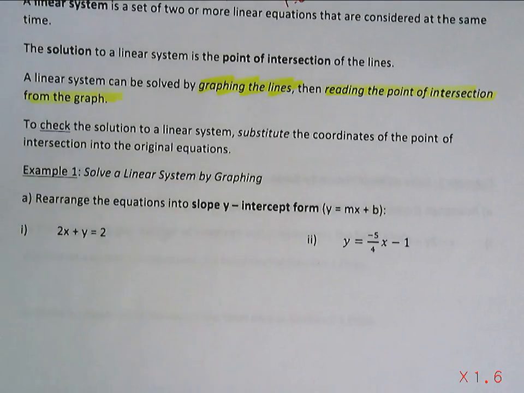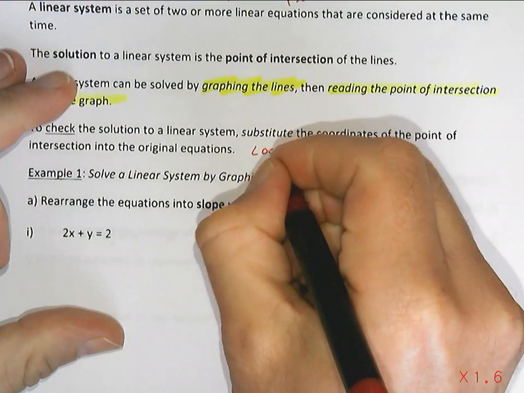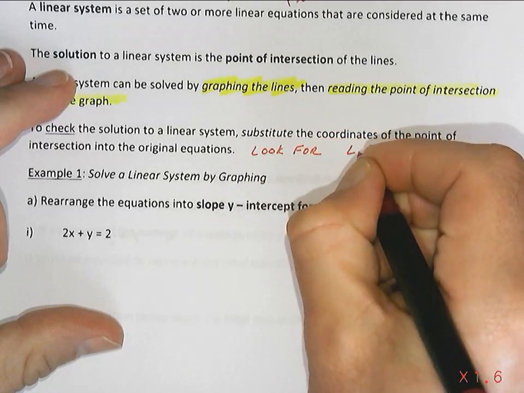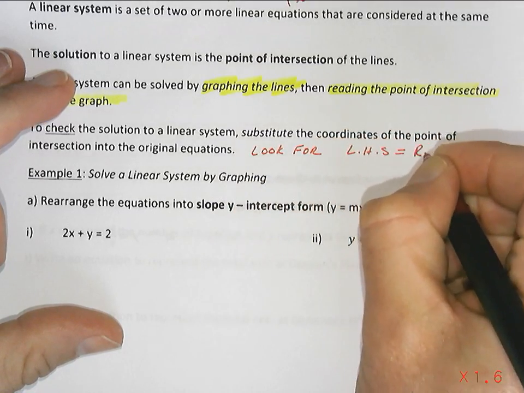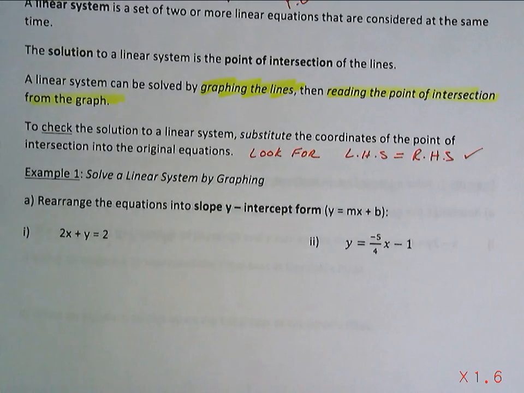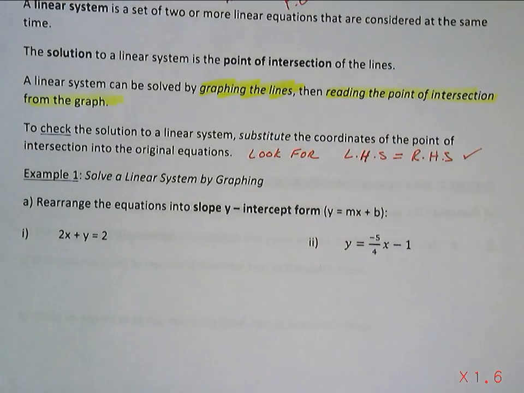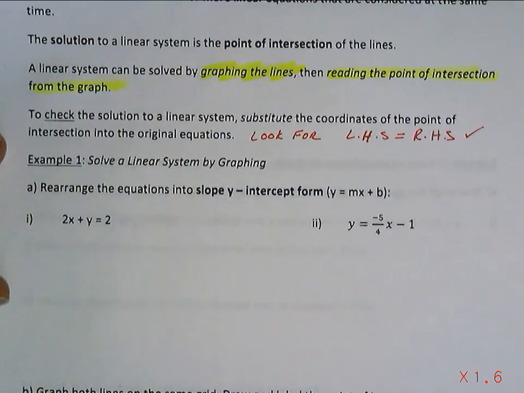To check a solution to a linear system, what we do is we substitute the coordinates of the intersection into the original equations. And what we look for is the left-hand side to be equal to the right-hand side. And when it is, that means that we have inputted the correct coordinates. We have the right point of intersection. And you've done left-hand side and right-hand side check charts in grade 8 and in grade 9, and we're going to do them again in grade 10, and we'll go over how to do those. So here's our first example.